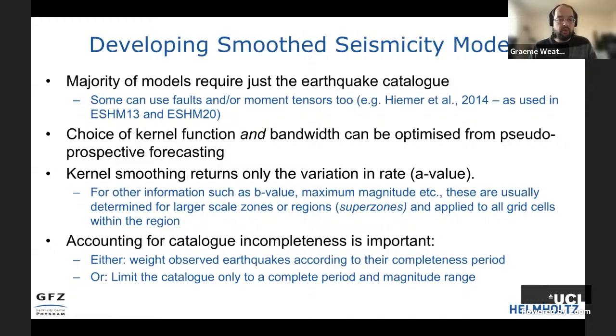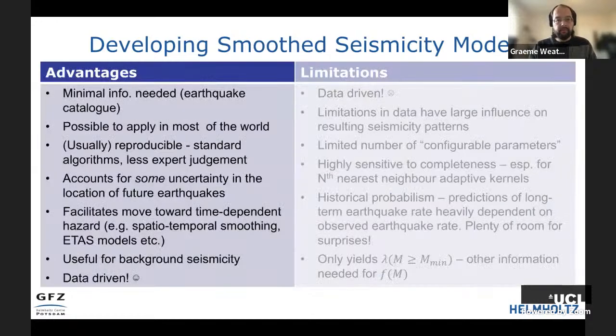incompleteness is important. So we can't necessarily just take all the earthquakes and throw them into this kernel smoothing process. We either need to somehow normalize or weight the earthquakes according to their completeness period, but this can sometimes end up giving you perhaps disproportionately large weights on the smaller magnitudes, which may not be what you want in your model. Or limit the catalog only to a complete period and magnitude range, which is perhaps a little bit fairer, but then you end up really calibrating your model on a relatively short duration of the catalog, maybe only a couple of decades of seismicity.